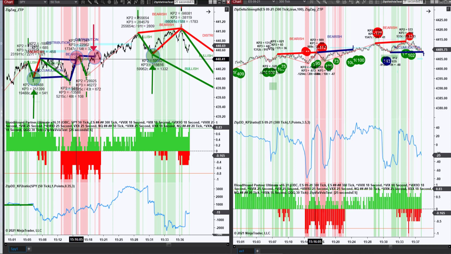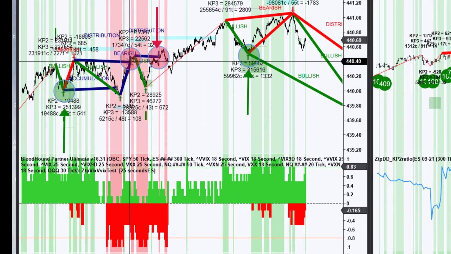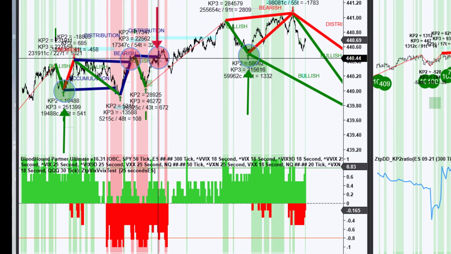Again, here is our divergence signal going non-divergent, and we call that a loss. However, neither one of these would have been a full loss.